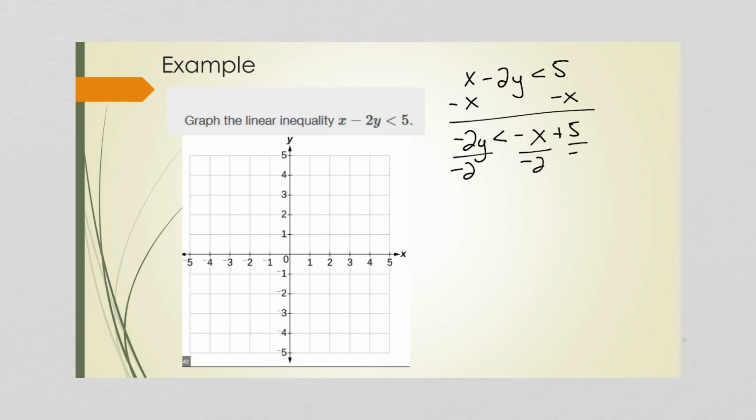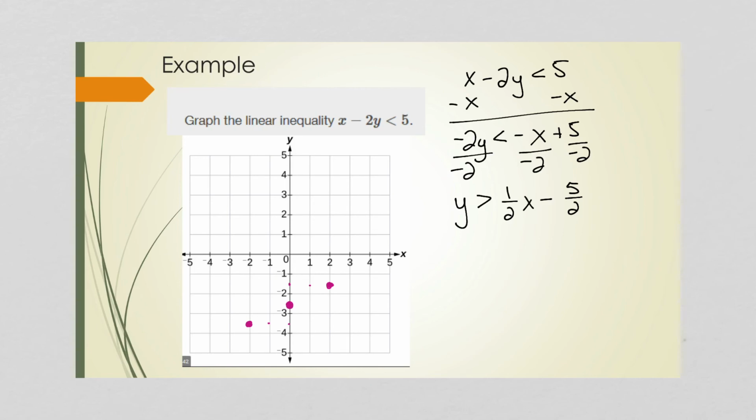Don't forget, when you divide or multiply by a negative, you still have to flip the sign around. Notice it went from a less than to a greater than here. And a negative divided by a negative is a positive. So I would have 1/2 x minus 5/2, which is minus 2.5. Now I'm going to graph this. I'm going to go to -2.5 on my y-axis. From this dot, I'm going to go up 1, right 2, or I could go down 1, left 2.